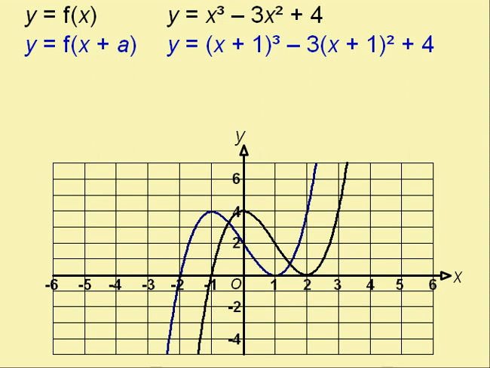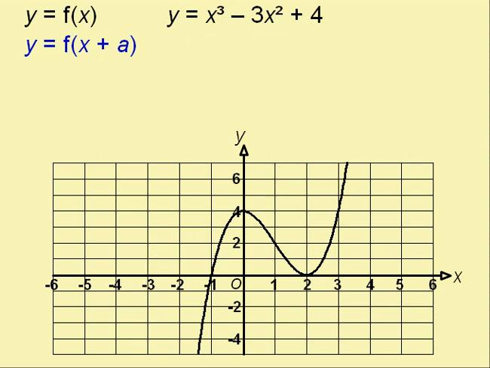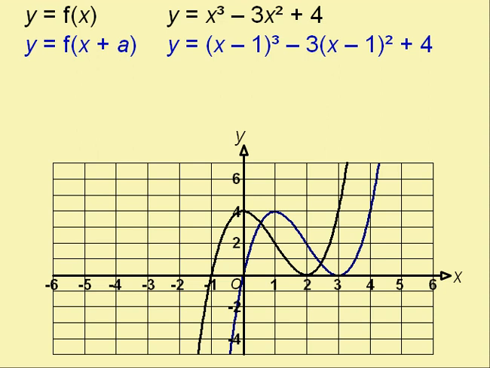Now, what do you think will happen if instead of adding 1 to x, I add 2? It will move 2 to the left. Now, what will happen if a is negative? In other words, we subtract something from x before performing the function on it. If we subtract 1, the graph moves 1 to the right. Subtracting 2 moves the graph 2 to the right. And subtracting 3 moves the graph 3 to the right.